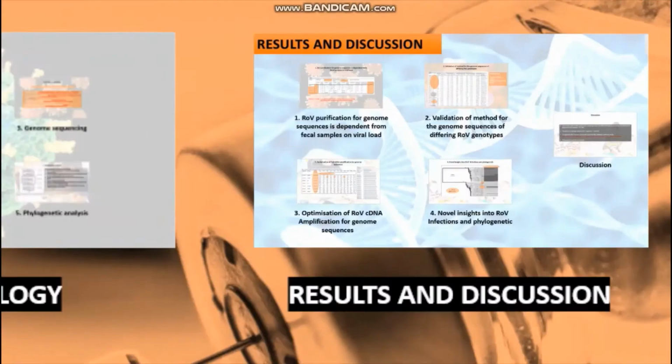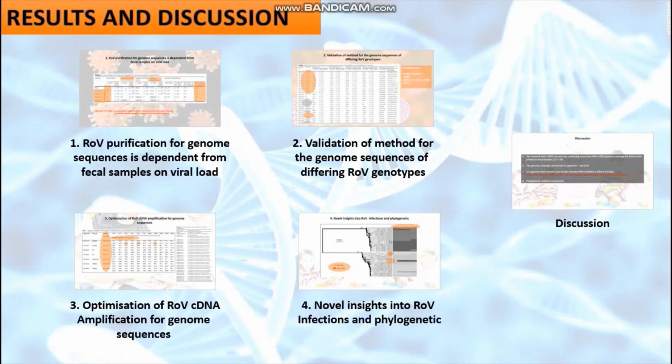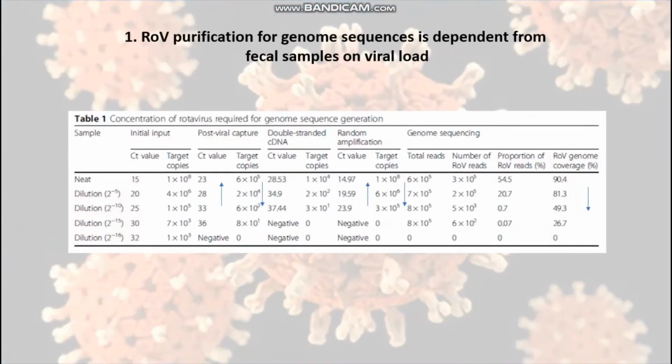Several results have been concluded from the experiment done. One of them is that RV purification of genome sequences is dependent on fecal sample and viral load. Table 1 shows the concentration of RV required for genome sequence generation. As we can see here, we performed different rates of serial dilution. The higher the dilution, the higher the CT value.